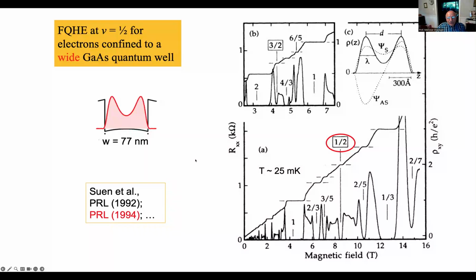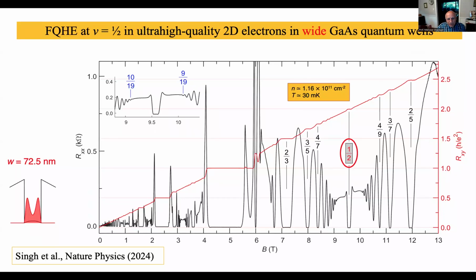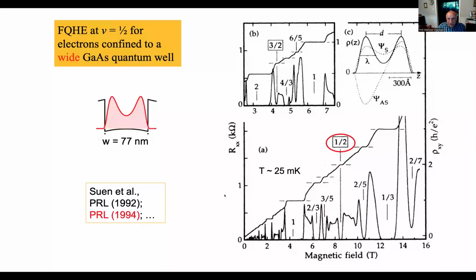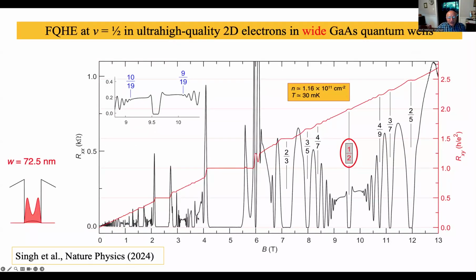And the question for 30 years was, what is the origin of this? Is it something special, or how do you describe it? So just to show you, this is 30 years ago. This slide is from one of these new samples. So you can see a very strong 1/2 even-denominator state surrounded by many of these daughter or Jain sequence states that I was talking about, the ones that we do understand at odd denominator. This data and our paper, by the way, just came out in Nature Physics earlier this week, if you're interested.